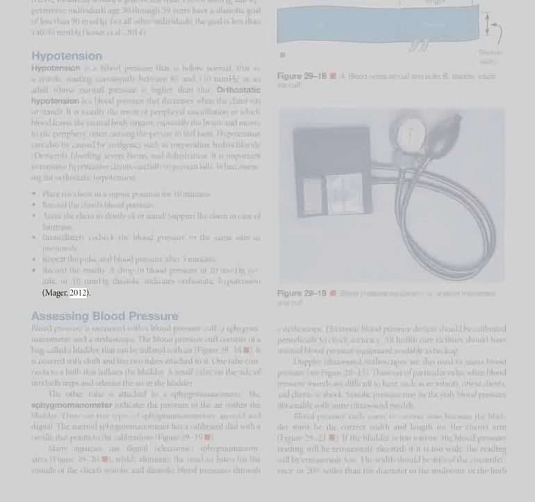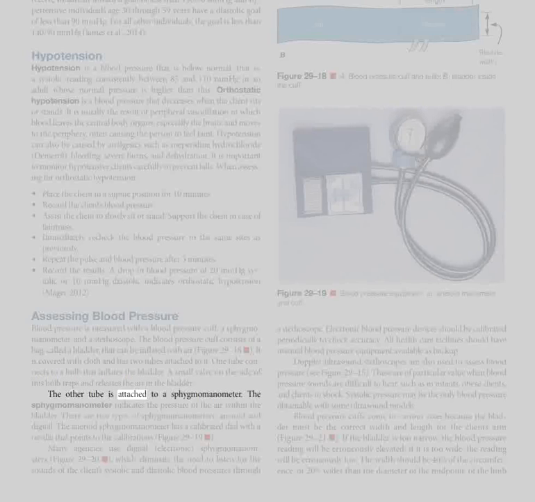Assessing blood pressure. Blood pressure is measured with a blood pressure cuff, a sphygmomanometer, and a stethoscope. The blood pressure cuff consists of a bag, called a bladder, that can be inflated with air, figure 29-18. It is covered with cloth and has 2 tubes attached to it. One tube connects to a bulb that inflates the bladder. A small valve on the side of this bulb traps and releases the air in the bladder.